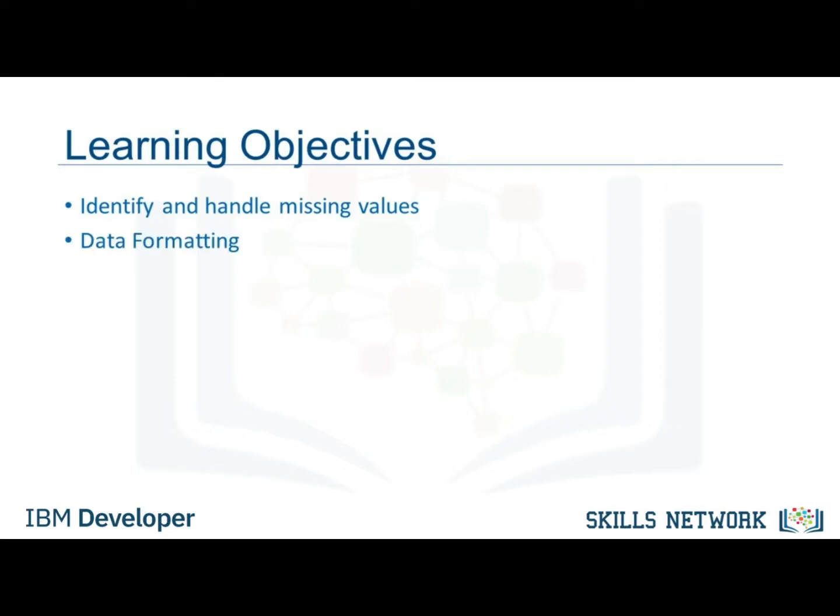Then we'll cover data formats. Data from different sources may be in various formats, in different units or in various conventions. We will introduce some methods in Python pandas that can standardize the values into the same format or unit or convention. After that, we'll cover data normalization.